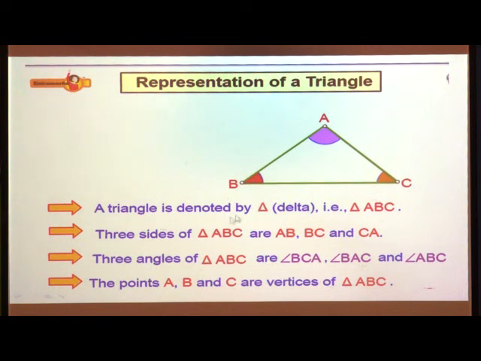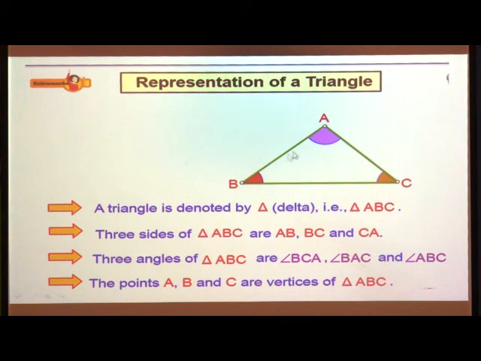A triangle is denoted by a delta. This is the symbol called delta, and we use this delta symbol to denote a triangle. While reading, we read it as triangle ABC. The 3 sides of triangle ABC are side AB, side BC and side CA. These are the 3 different sides of the given triangle. Now we have to find the 3 angles of triangle ABC.